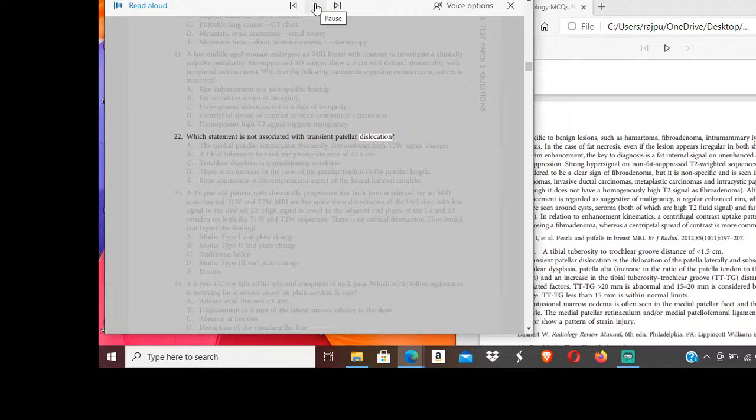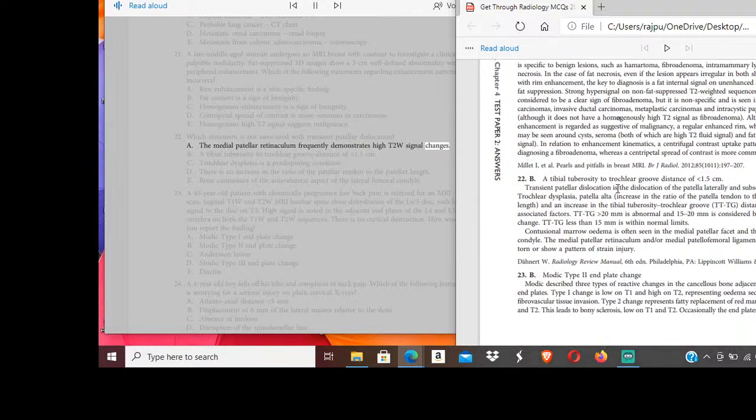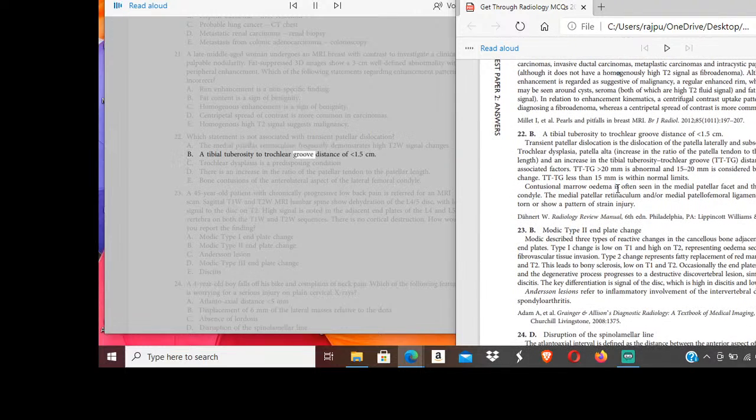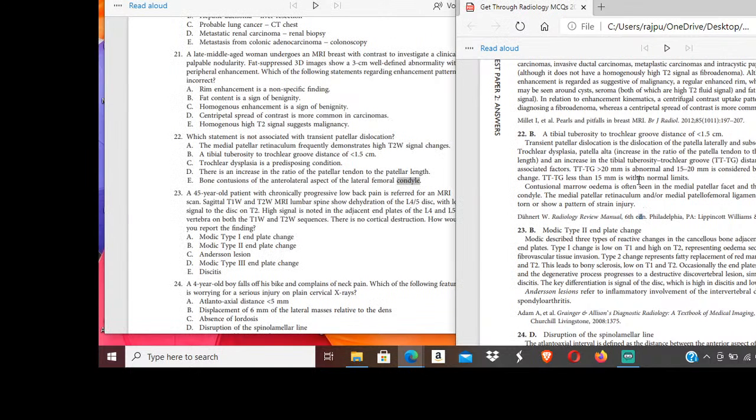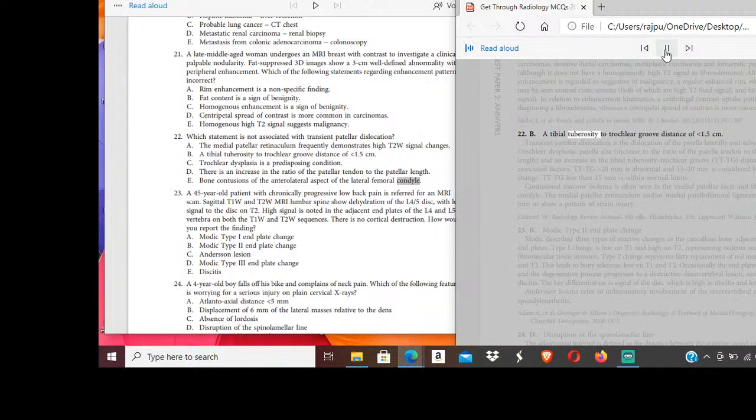22. Dislocation. A. The medial patellar retinaculum frequently demonstrates high T2W signal changes. B. A tibial tuberosity to trochlear groove distance of 1.5 centimeters. C. Trochlear dysplasia is a predisposing condition. D. There is an increase in the ratio of the patellar tendon to the patellar length. E. Bone contusions of the anterolateral aspect of the lateral femoral condyle. B. A tibial tuberosity to trochlear groove distance of 1.5 centimeters.